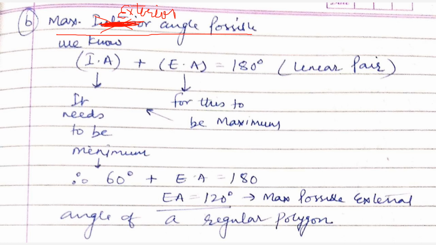Okay, before anything, what we know is that IA plus EA is equal to how much? 180. Why have I written this equation? It is very simple to understand what we want. Okay, we want this EA to be maximum, isn't it? We want this EA to be maximum.